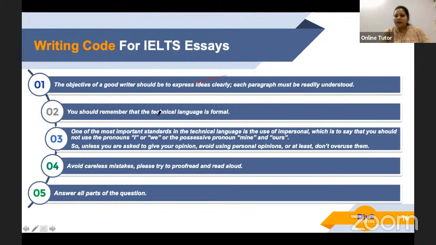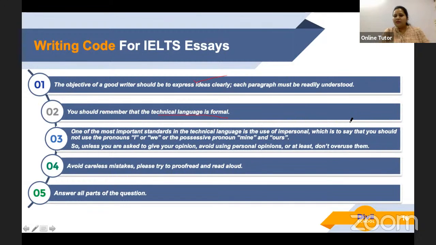Always remember that the technical language is formal. You're not supposed to use contractions in your IELTS essay. You're not supposed to use the word etc. Etc. is considered a very lazy word, as in when you're not ready to write more and you just add this word. So this is not acceptable for a high band score. So no contractions, no abbreviations, no etc., no slang words, in fact, no informal vocabulary at all.